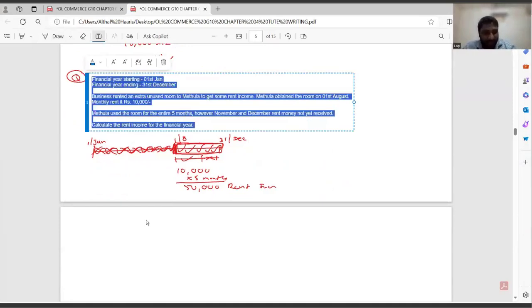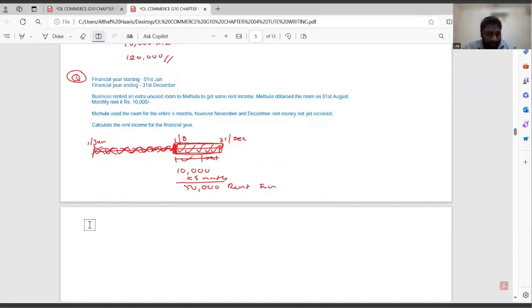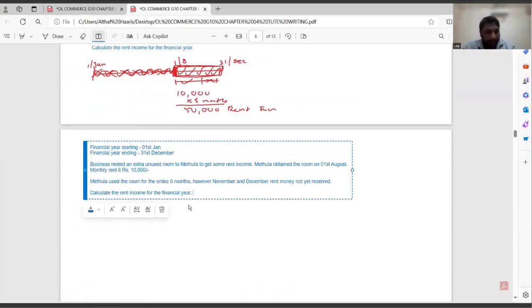Different scenarios are there. Let's take another question. Don't write. Financial year starting 1st January. Business rented out an extra room to Mithula to get some rent income. Mithula obtained the room on 1st October. Monthly rent is 10,000.